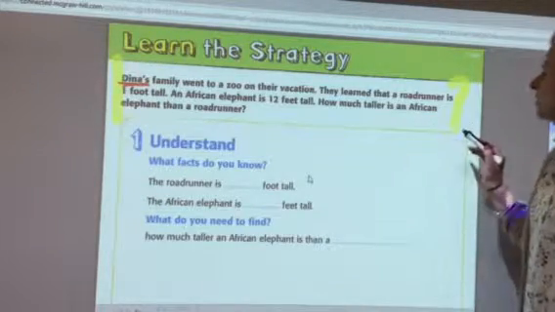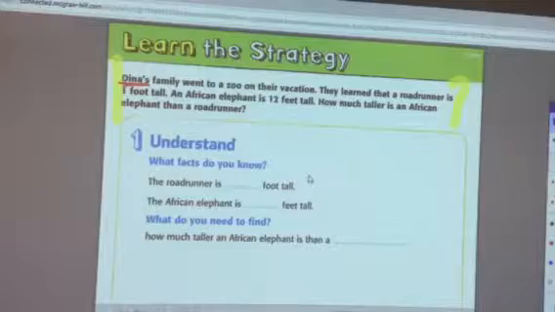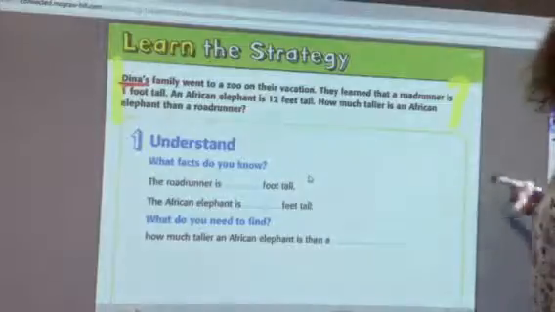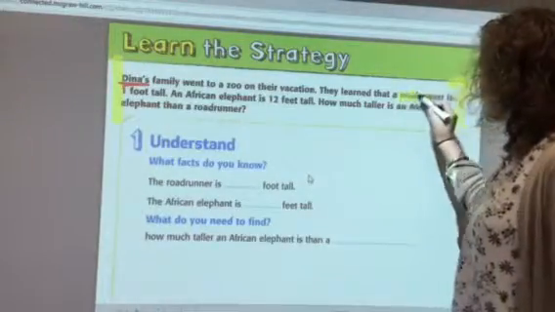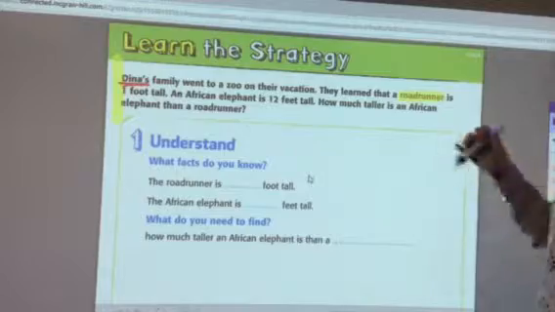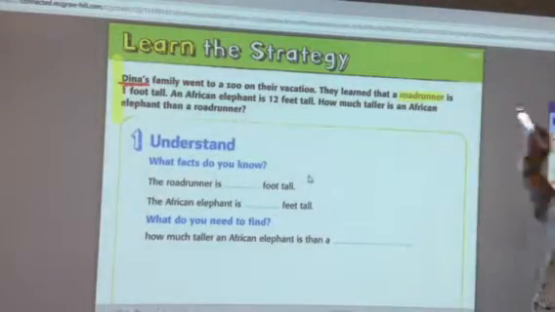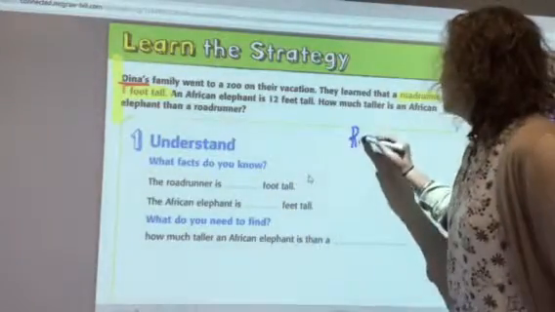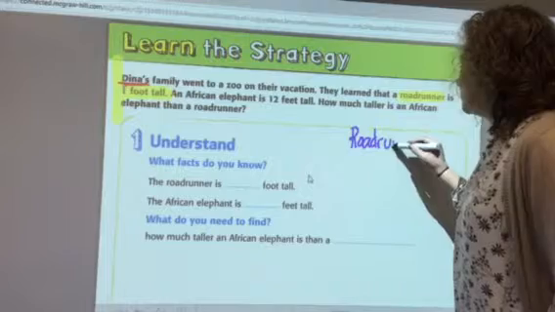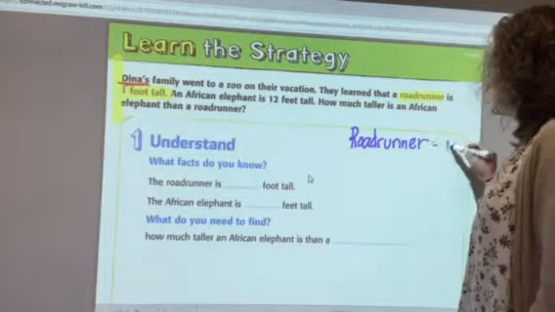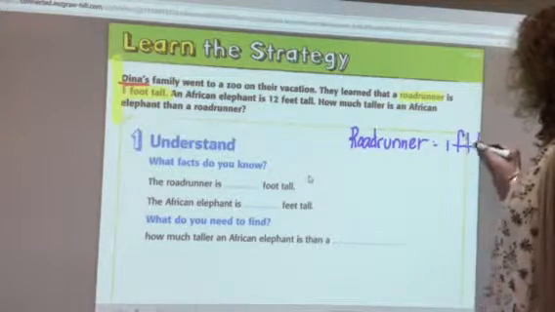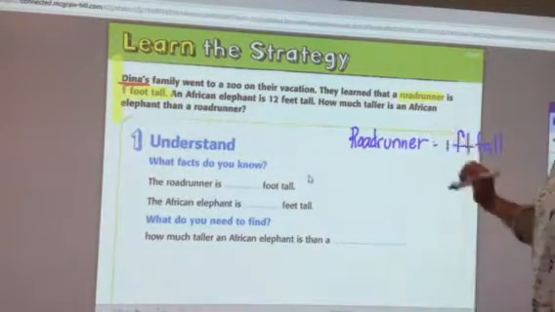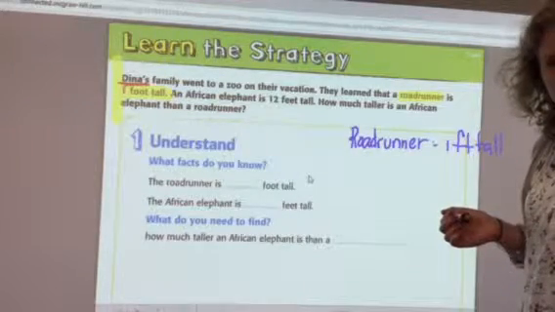Next sentence. They learned that a road runner is 1 foot tall. Anything math-like in there? One of the things that I noticed is, first of all, they were talking about a road runner. And if I remember my cartoons right, I think that's a bird, but I'm not sure. And 1 foot tall. So I like to collect my information. I get confused so easily with these things, so I'm just going to go ahead. The road runner is 1 foot tall. Now, I don't know if you know this, but FT is an abbreviation for foot. Anything else from that sentence?